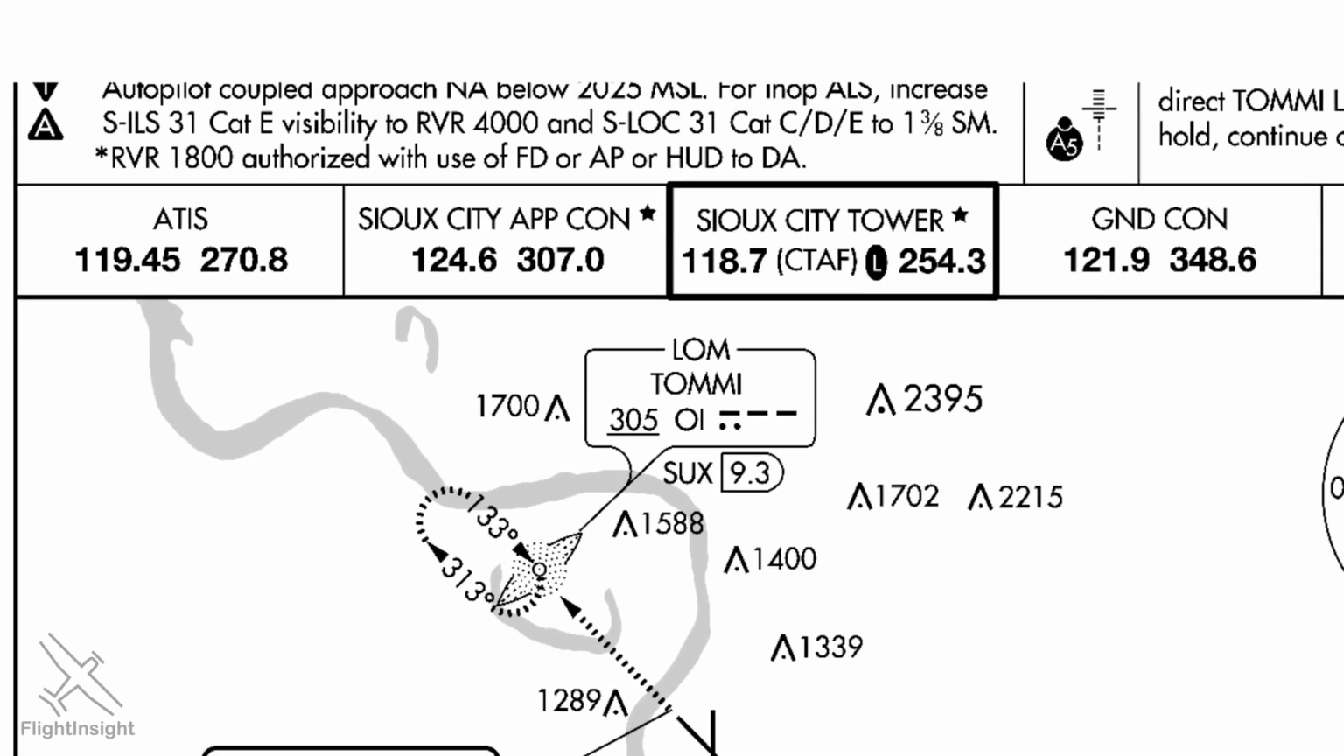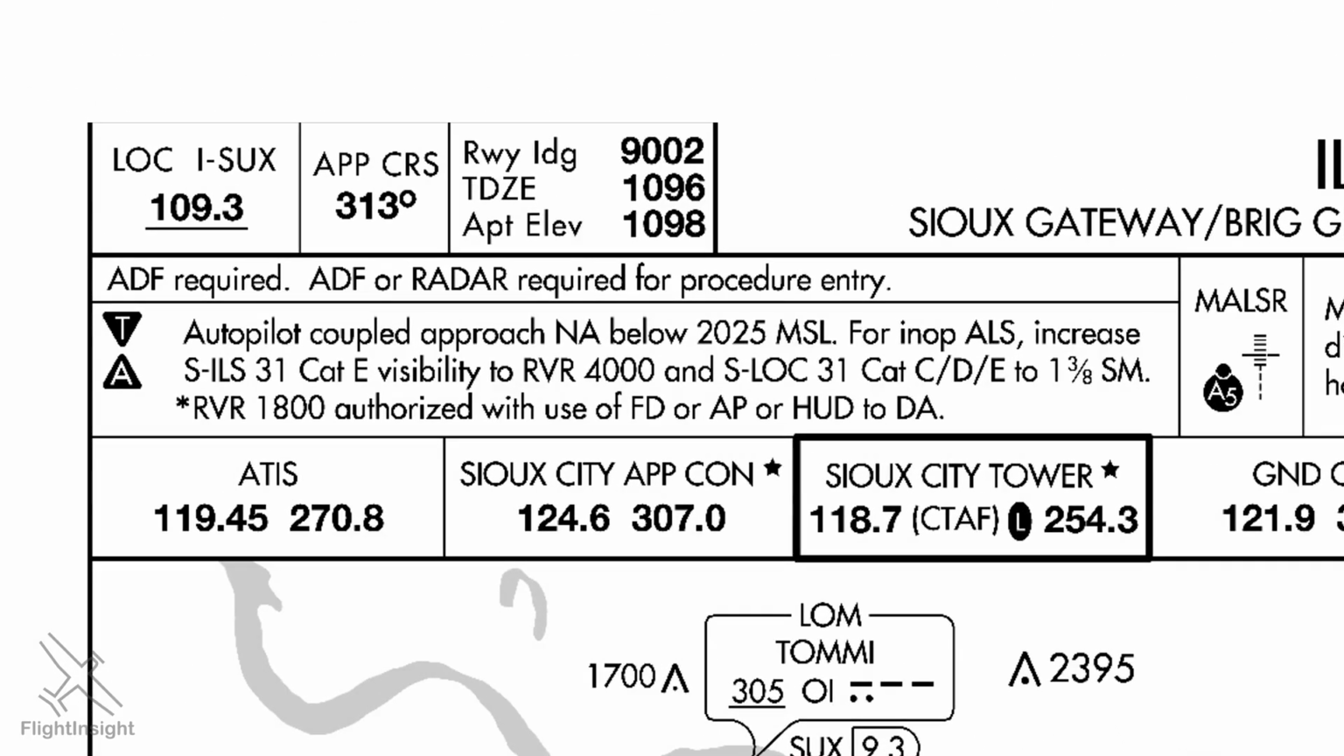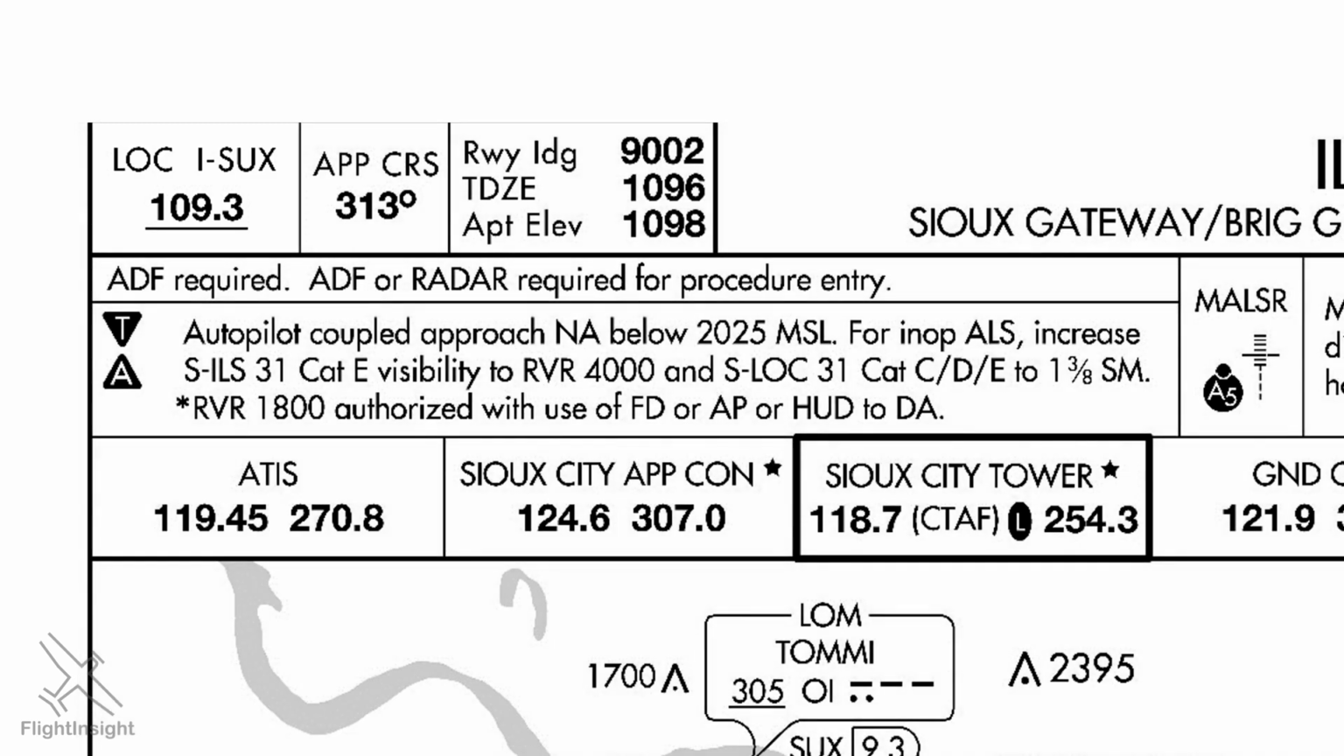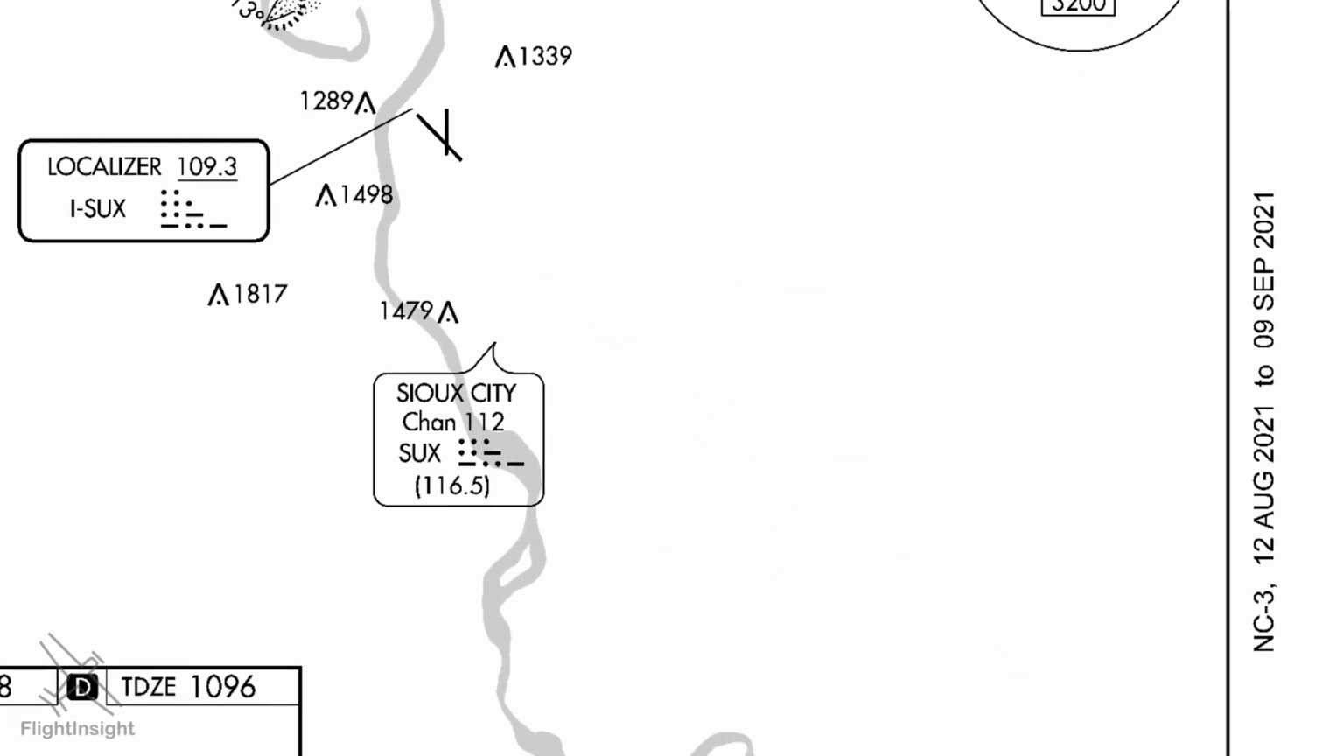An ILS approach is flown by tuning the aircraft's navigation equipment to the correct frequency. The top of the plate lists the frequency for this approach as 109.3. This frequency is for the localizer signal alone, though it's paired with a glide slope signal at a much higher frequency. The navigation equipment will also pick that up automatically.